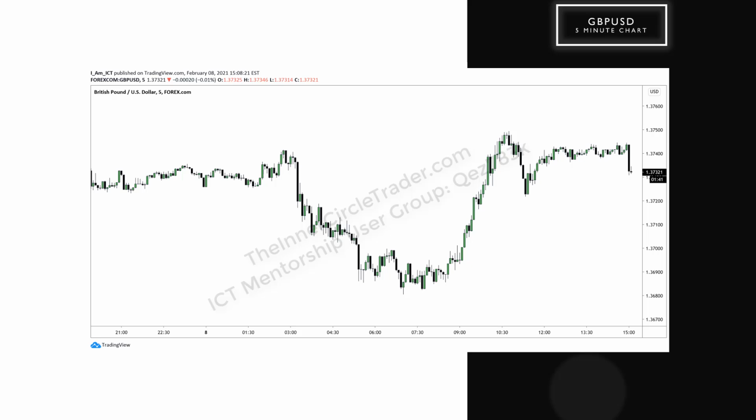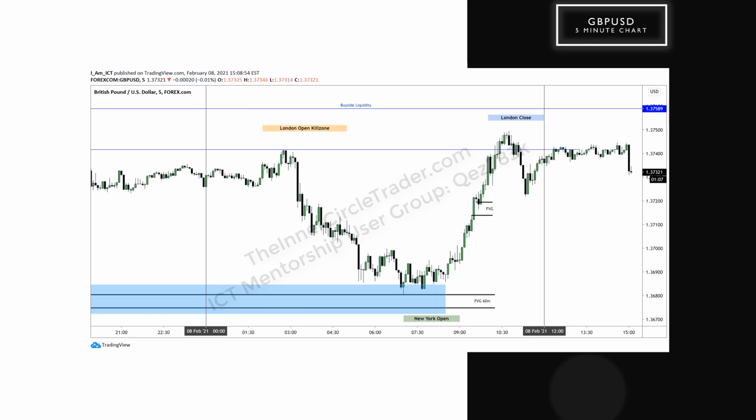All right, British pound versus the US dollar. This is our 5-minute chart. All right, so we have the London Open Kill Zone. Creates the initial high of the day. Trades down into a 60-minute fair value gap right in here and an order block. So there's a couple different things in here that you can look at. But the turning point comes in at New York Open. So it trades there, starts to trade higher, creates a small little fair value gap in here ahead of London close, and then finally trades up into the buy side liquidity here.